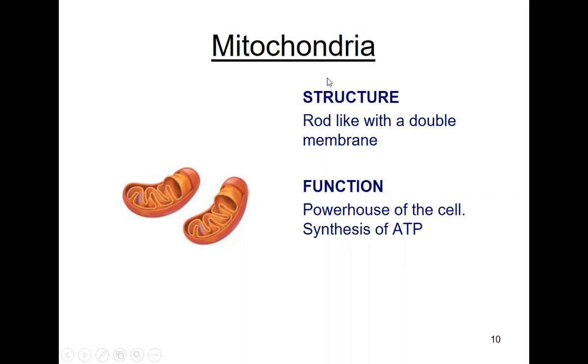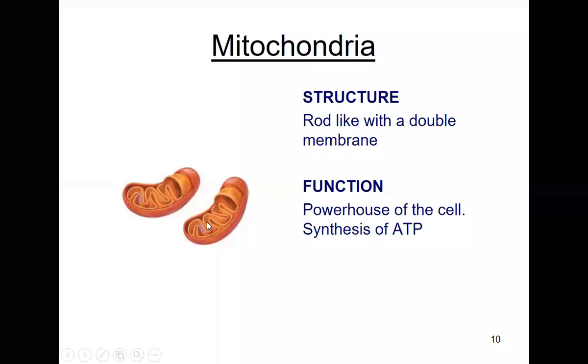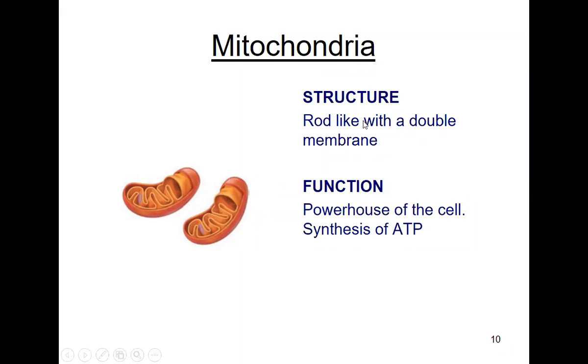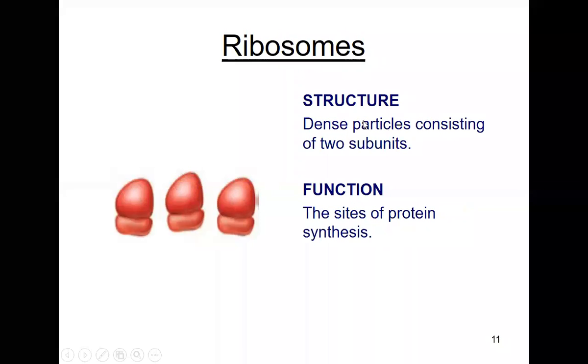If you see the structure, it looks rod-like with a double membrane. There is an outer membrane which is almost oval, and then inside we have this folded membrane. So this is the inner membrane and outer membrane. So it is a double membrane structure. Okay, so that is the mitochondria.